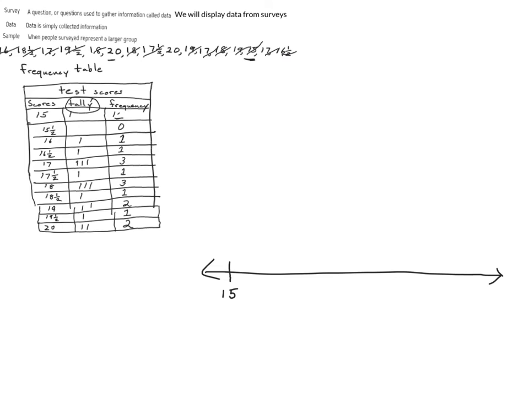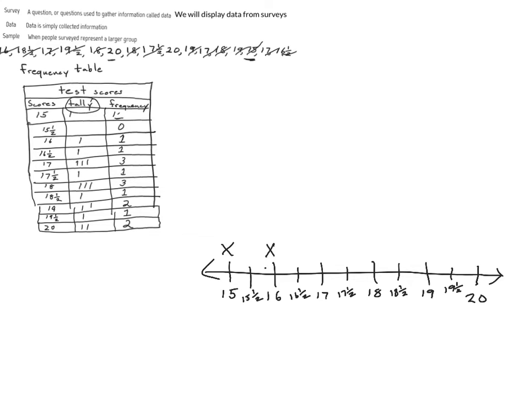Now we're going to make our line plot. It's going to go from 15 to 20. And now I'm going to put the halves in. Now let's add our data. So 15, we have 1 occurrence. 15 and a half, none. 16, we have 1 occurrence.